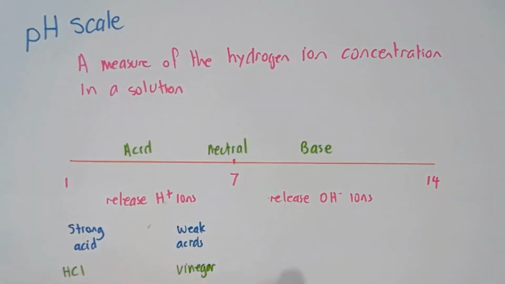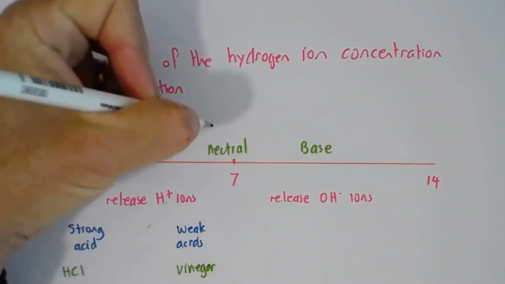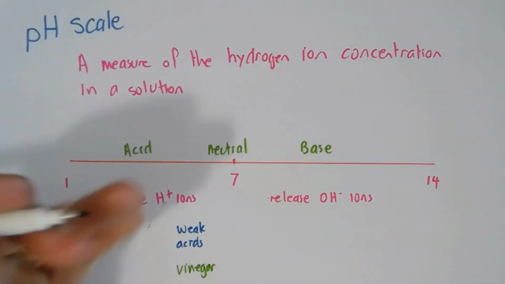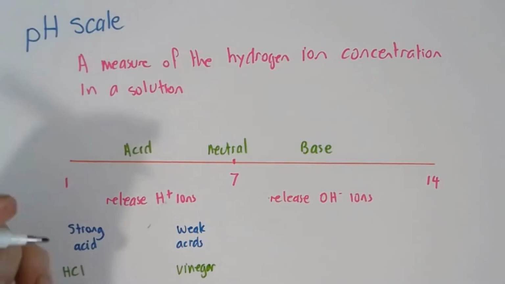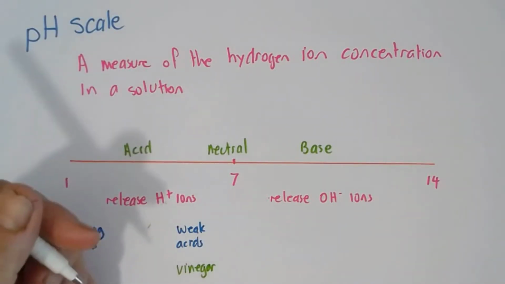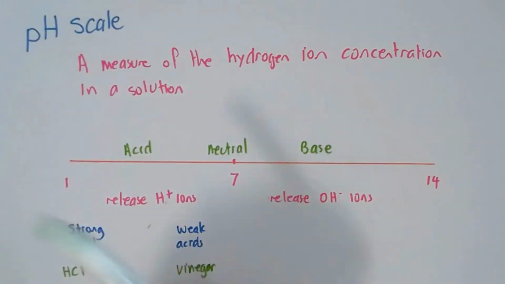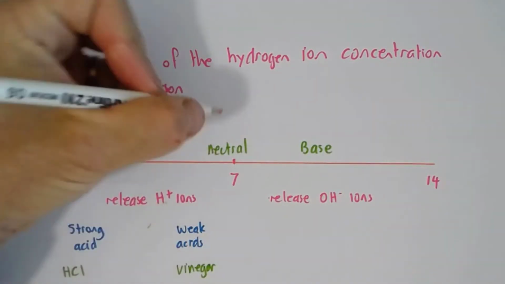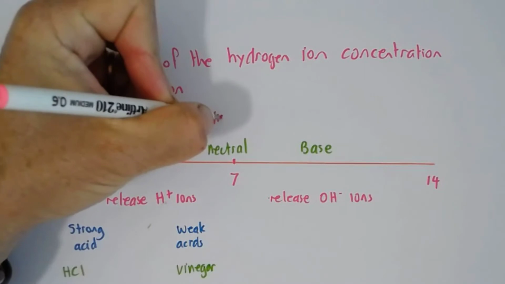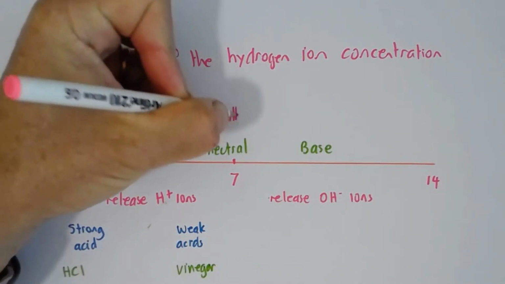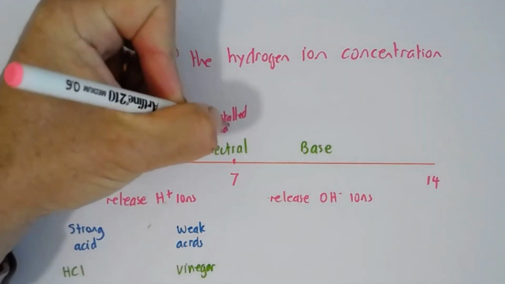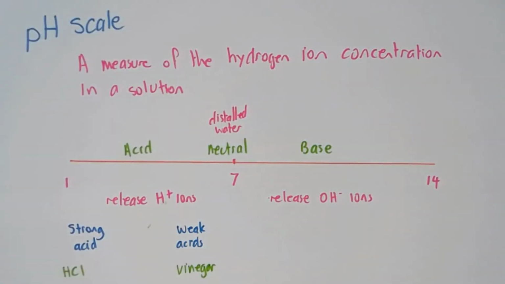Now, neutral, we have rainwater, which is actually slightly acidic, or tap water is slightly acidic. But distilled water would be an example of absolutely neutral. So water that doesn't have anything dissolved in it is neutral, at 7.